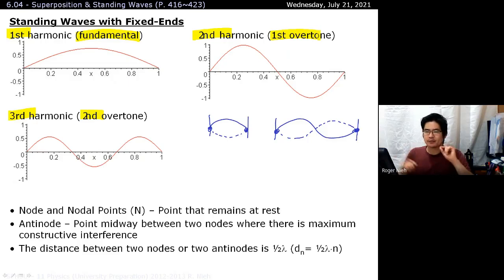Okay, just watch out for the labeling, that the numbers are slightly off from each other. The third harmonic is the second overtone. The fourth harmonic is the third overtone. The fifth harmonic is the fourth overtone. Okay, so just watch out for the numbering. They are off slightly by 1.